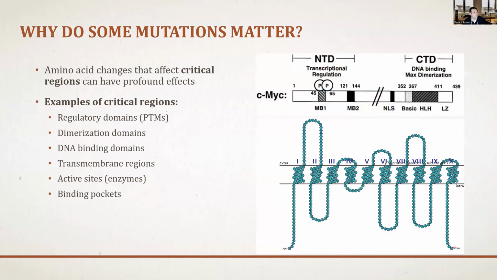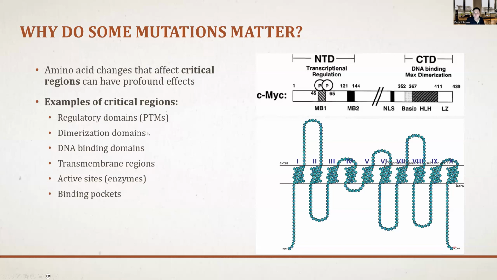Because if we've studied a protein enough to know sort of where its domains lie, what it does, how it looks inside the cell, where it functions and how it functions, we might be able to guess whether a mutation is going to matter. And the reason why is all proteins have critical regions. Some of these critical regions are regulatory domains. These are places where post-translational modifications happen. Maybe it's phosphorylation, which activates the protein, and then the subsequent dephosphorylation turns it off. Maybe it's a spot where methylation occurs that activates it or deactivates it, right?